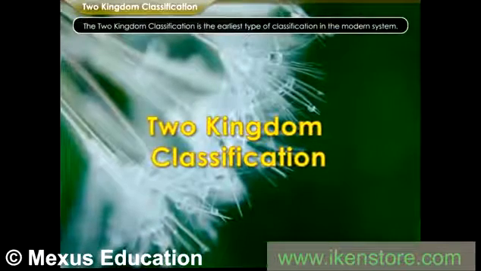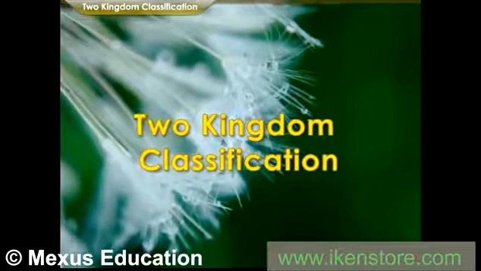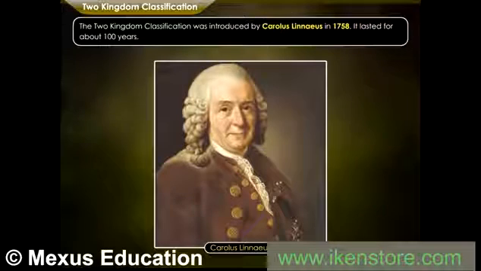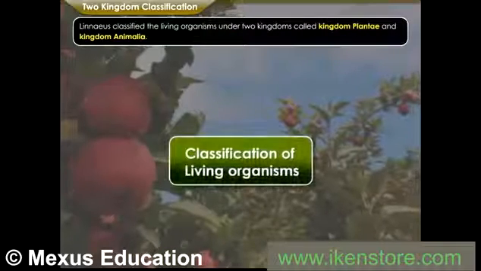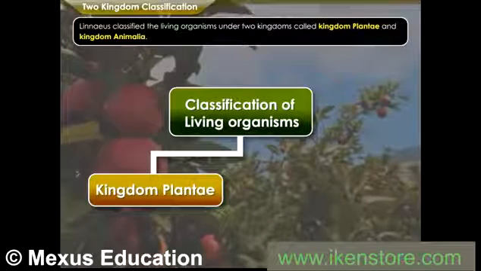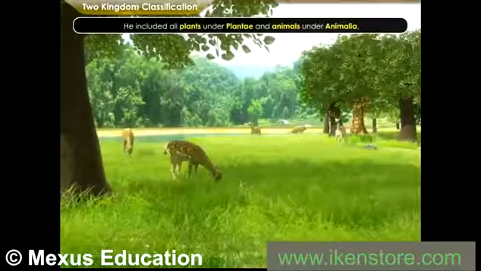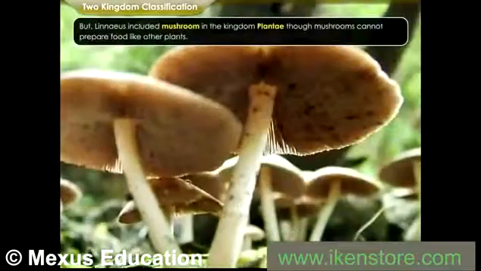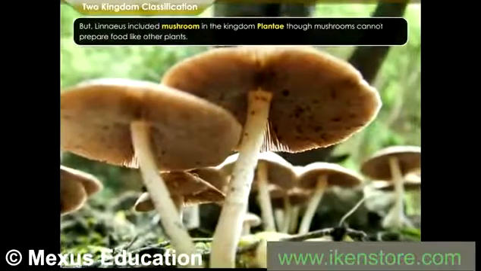The 2-kingdom classification is the earliest type of classification in the modern system. It was introduced by Carolus Linnaeus in 1758. It lasted for about 100 years. Linnaeus classified the living organisms under 2 kingdoms called Kingdom Plantae and Kingdom Animalia. He included all plants under Plantae and animals under Animalia. But Linnaeus included mushroom in the Kingdom Plantae, though mushrooms cannot prepare food like other plants.